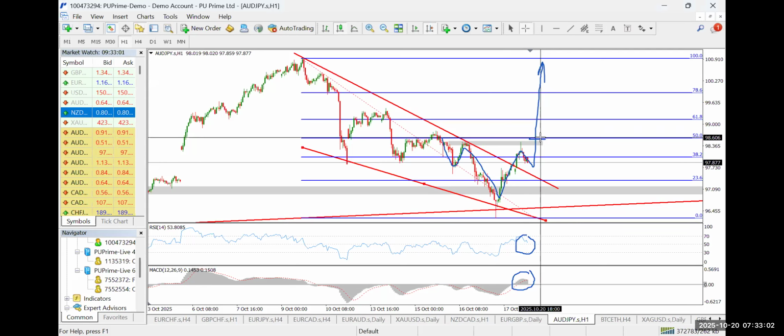So if things work out and you're able to make an entry around that area, Fibonacci 61.8 will give you about 50 pips, and Fibonacci 78.6 can give as much as 130 pips. So get ready for that on the AUD-JPY in the course of this week.